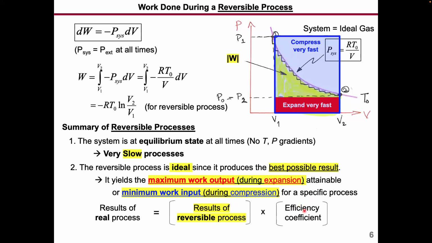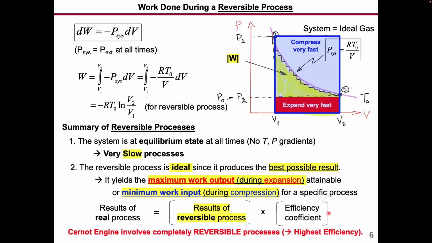All right, so coming back to here, the reversible process gives you the best possible result, and in the real world, we don't usually achieve the best possible result. In the next few slides, we are going to focus on the Carnot engine. The Carnot engine really involves completely reversible processes. So basically, it's an ideal engine that involves complete reversible processes. That means it gives you the highest possible efficiency. Okay, we will talk about the Carnot cycle in a minute. I hope by now you understand what a reversible process is, its characteristics, and also the difference between the reversible and irreversible processes.